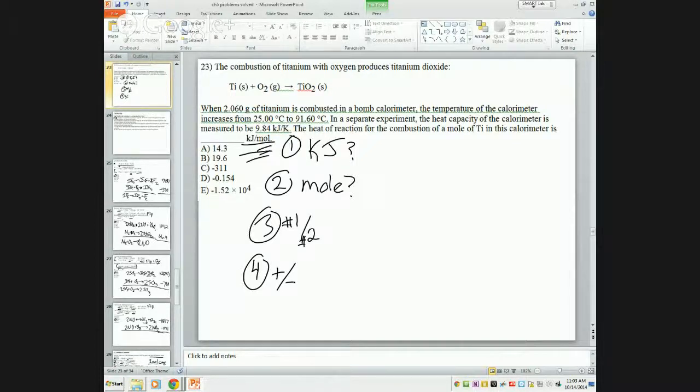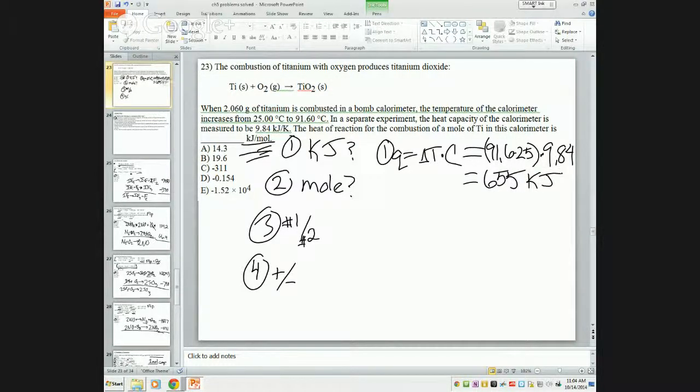So first step, how do I figure out kilojoules? Well, I've got to do Q equals the delta T times the heat capacity, right? So the change in temperature will be 91.6 minus 25. I'm ignoring sig figs for the time being because I'm lazy. Times 9.84, and I get 655 kilojoules as my Q.